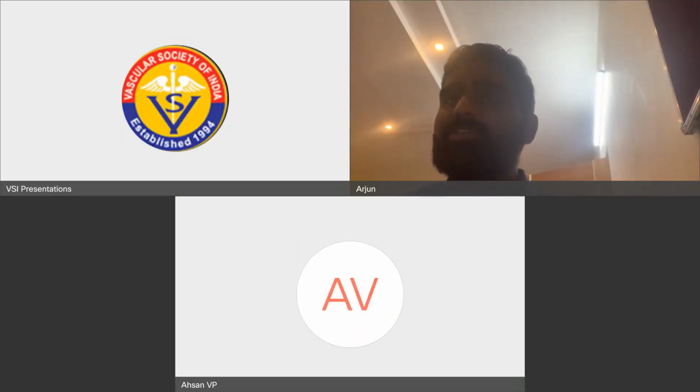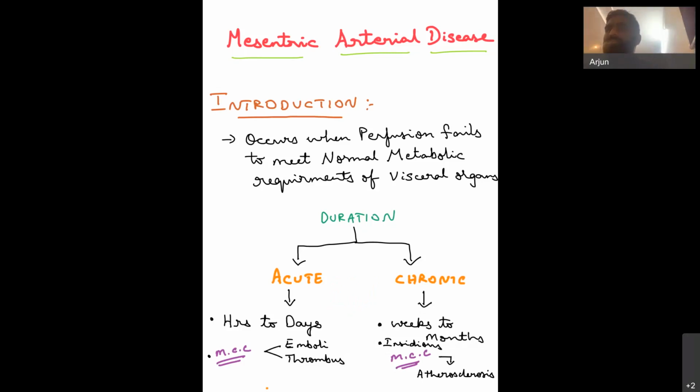Today's topic of discussion will be mesenteric arterial diseases. Coming to the introduction, mesenteric ischemia basically occurs when the perfusion fails to meet the normal metabolic requirements of visceral organs. Basically, mesenteric ischemia is divided into acute and chronic based on the duration. Acute is seen when the duration is within hours to days, whereas in chronic it is from weeks to months.